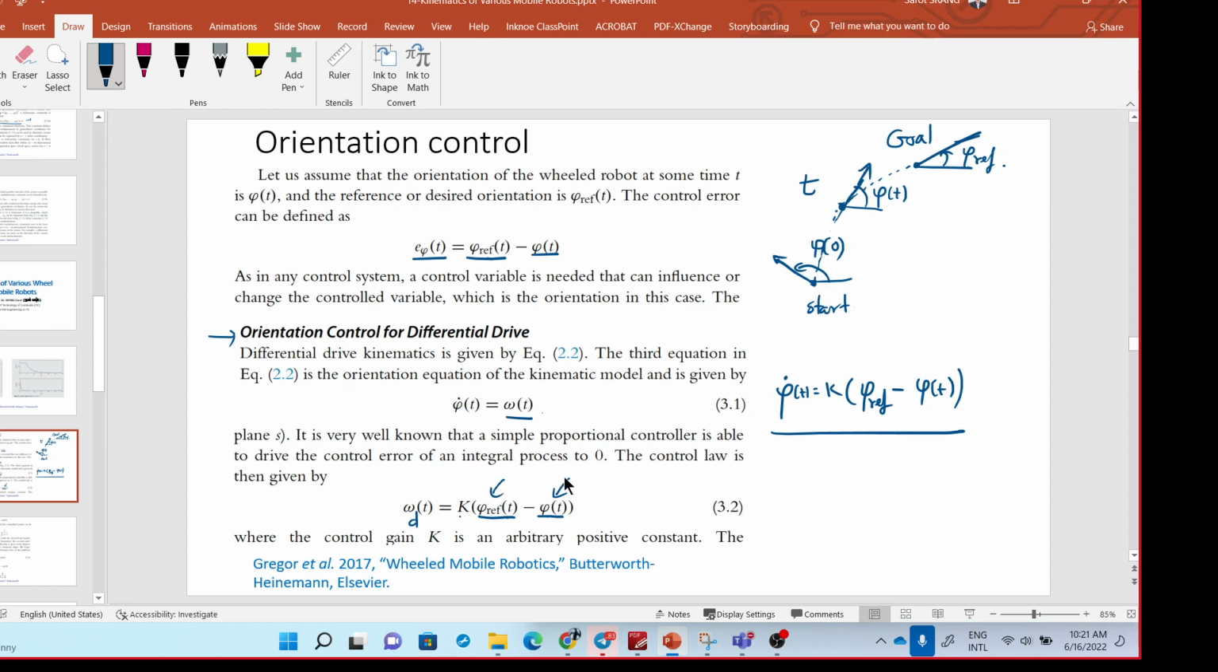This is command. So we calculate desired angular velocity based on this, and then we use the feedback control, using the control theory. Then we expect that the actual omega of the robot will be the same as desired, which means it satisfies this equation, which means phi must approach phi reference. That's the idea.